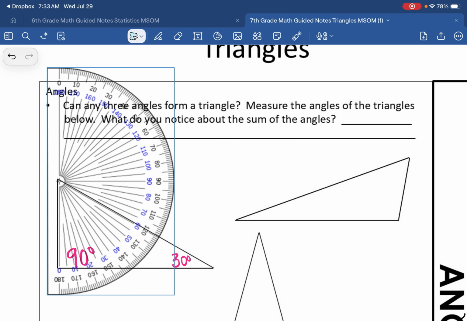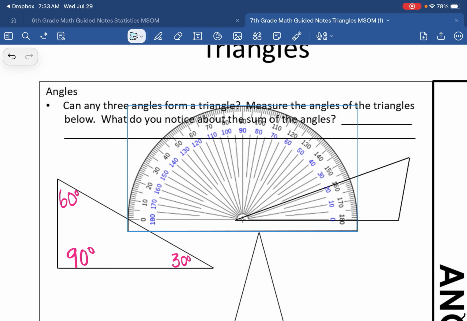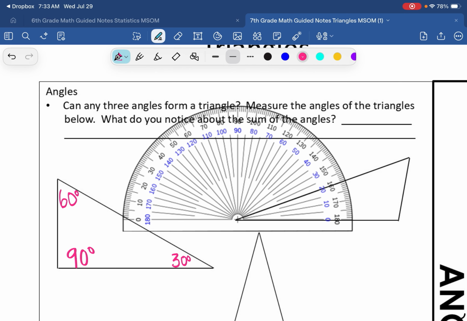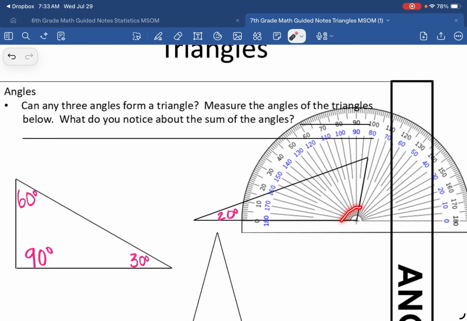So put the vertex, and then one of these lines needs to be lined up with the side of a triangle. So now I'm measuring this angle right here, which is also acute, so that's going to be 60 degrees. This vertex is an acute angle, and so that's going to be 20 degrees. Slide this over, line it up. This angle right here is obtuse, it's greater than 90. So when I go up here, I'm going to look at the number that's greater than 90, which is 100.